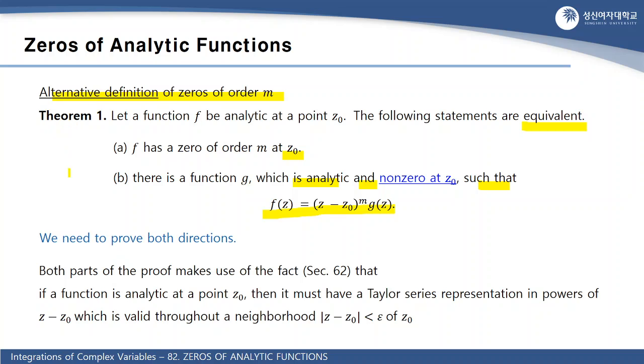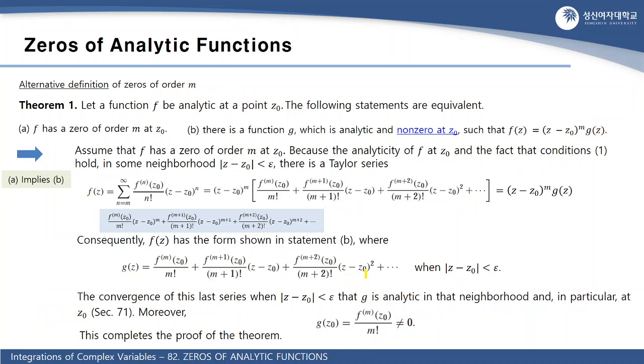To prove this theorem, we need to consider both directions. Both parts of the proof make use of the fact in section 62 that if a function is analytic at a point z0, then it must have a Taylor series representation in powers of z - z0, which is valid throughout a neighborhood, |z - z0| < epsilon. Okay, we use this fact.